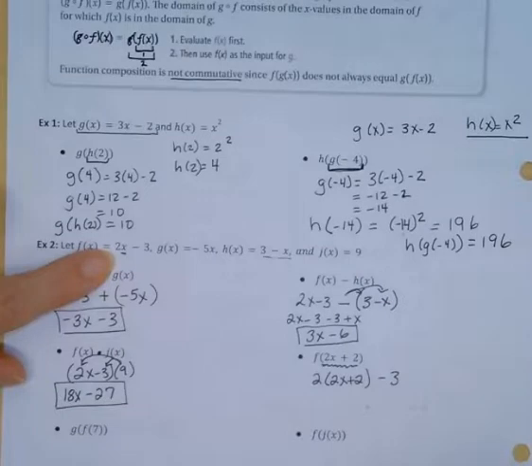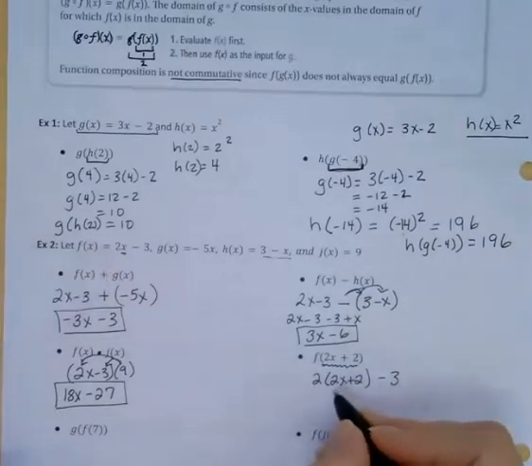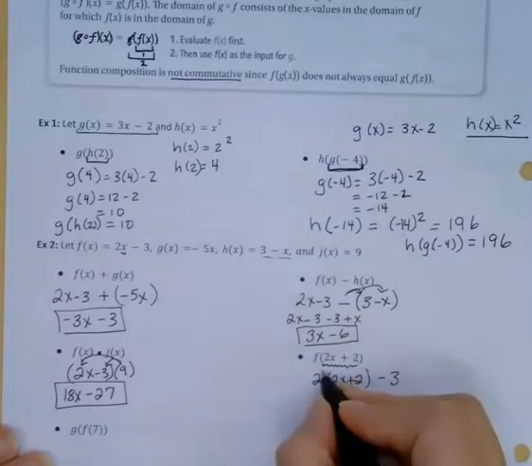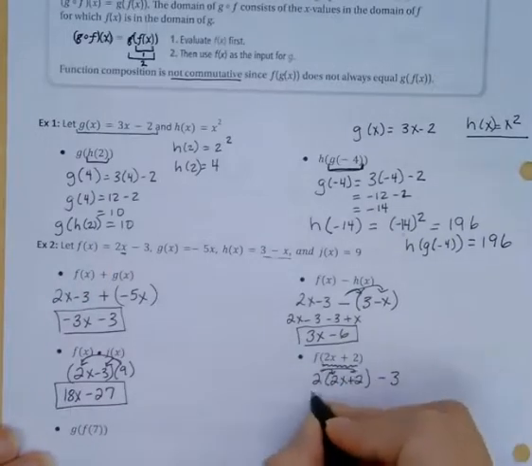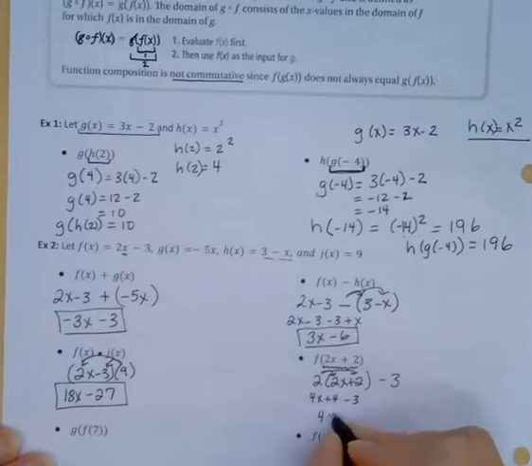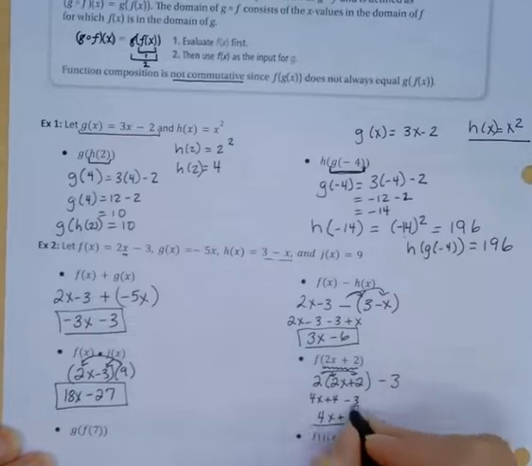Pause and think about that. This whole thing is my input now, so that is what I'm plugging in instead of x. In order to simplify that, I'm going to use some distributive properties. So I have 4x plus 4 minus 3, and that's going to be 4x plus 1.